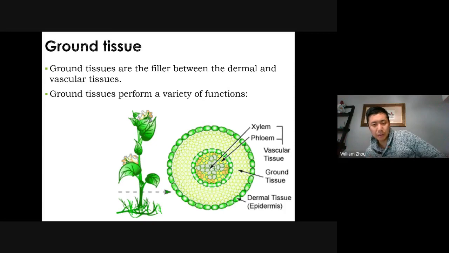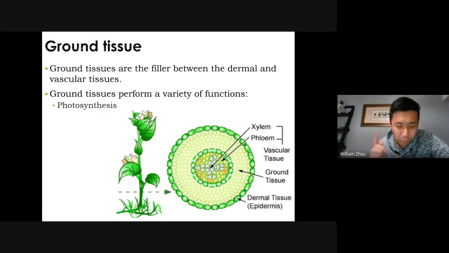The last type of tissue would be the ground tissue. The ground tissue, I said before, is the filler between dermal and vascular. If you're not dermal and you're not vascular, you must be ground. And they have many functions because it's the miscellaneous classification. One of the functions is photosynthesis. The photosynthetic cells are in the ground tissue because the vascular tissue, they have a job. They need to transport water. The dermal tissue, they have a job. They need to protect you.